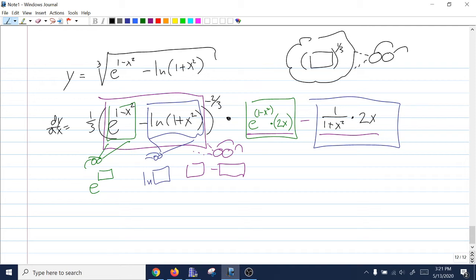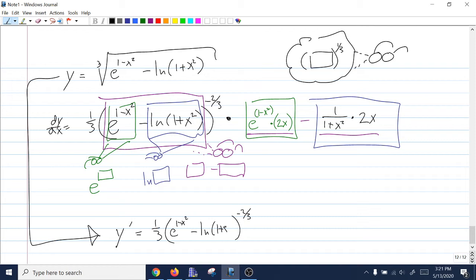I have written this very sloppily. Let me try writing this in a cleaner way. I'm doing all sorts of drawing to try and show off the things I'm thinking about. But the answer we should be writing down is 1/3 stuffed to the negative 2/3, e to the 1 minus x squared minus natural log 1 plus x squared, times this thing was e to the 1 minus x squared times 2x, minus this one was 1 over 1 plus x squared times 2x.